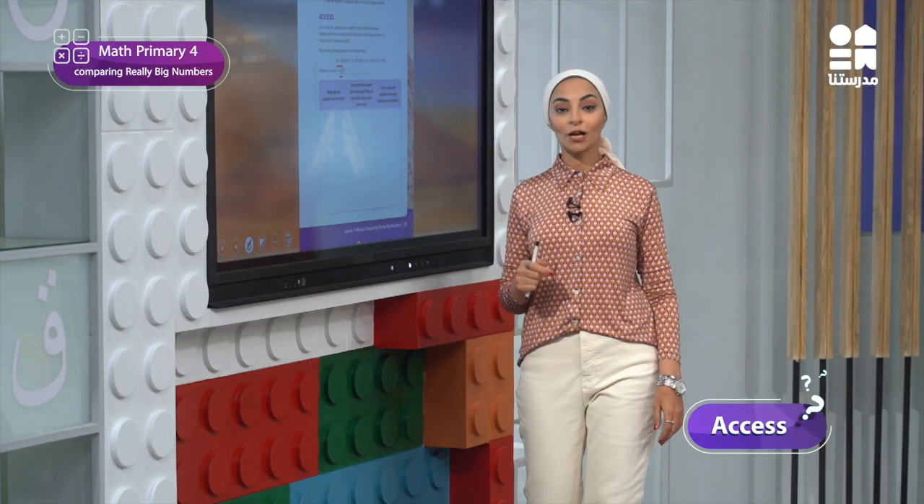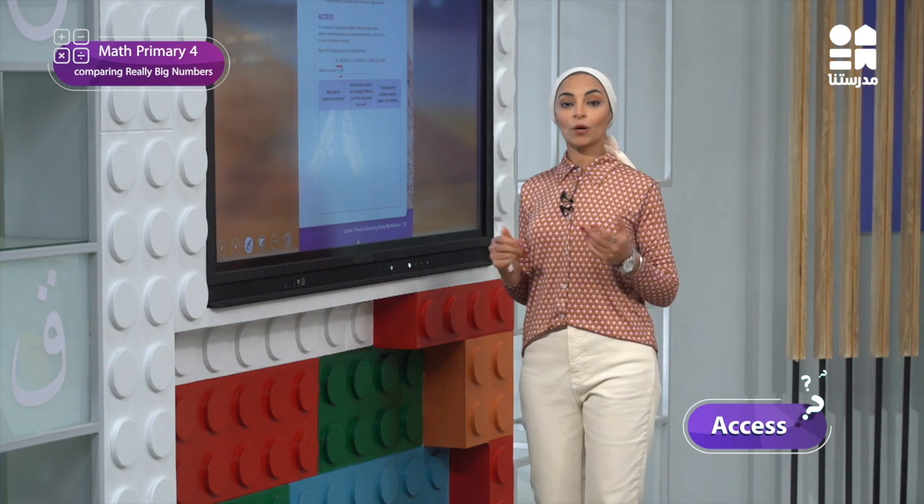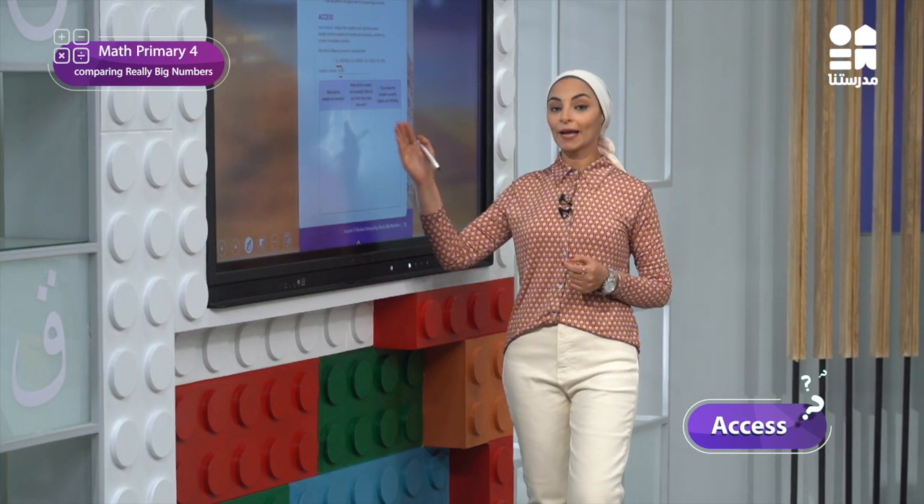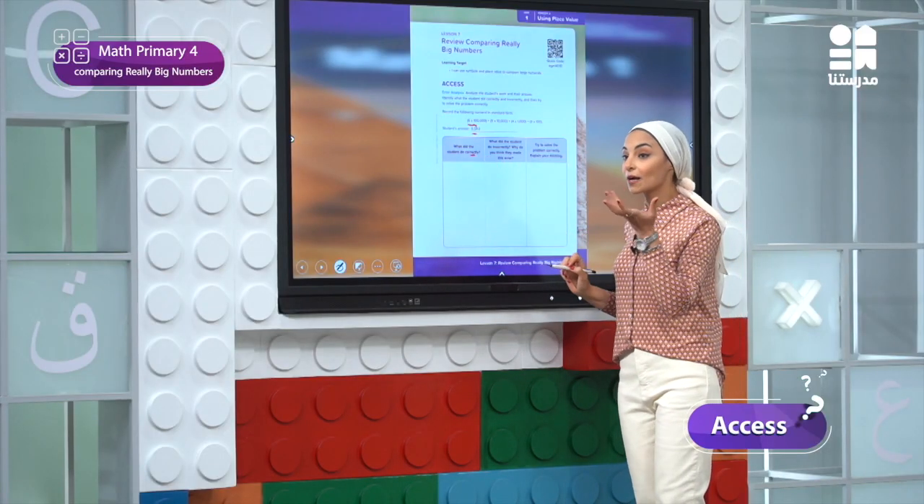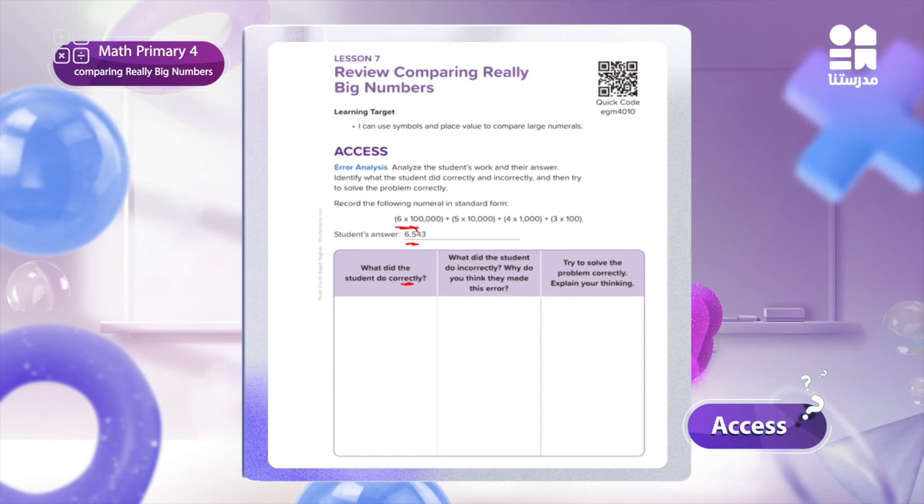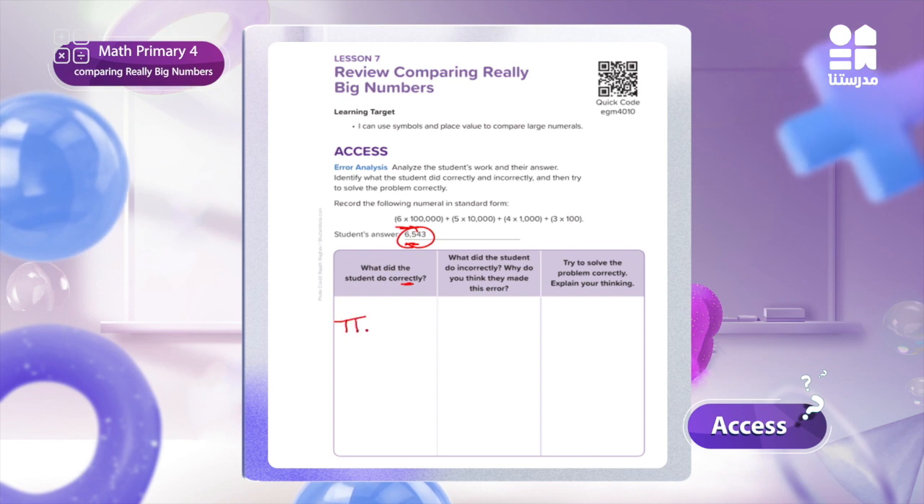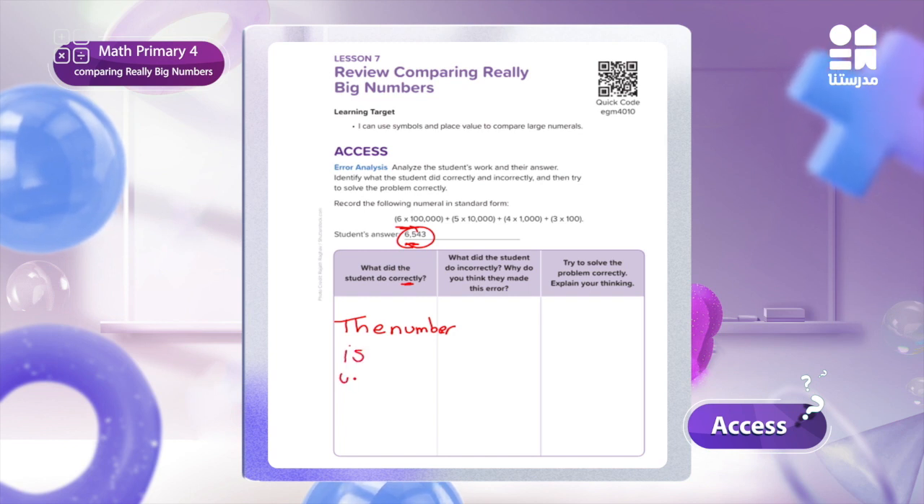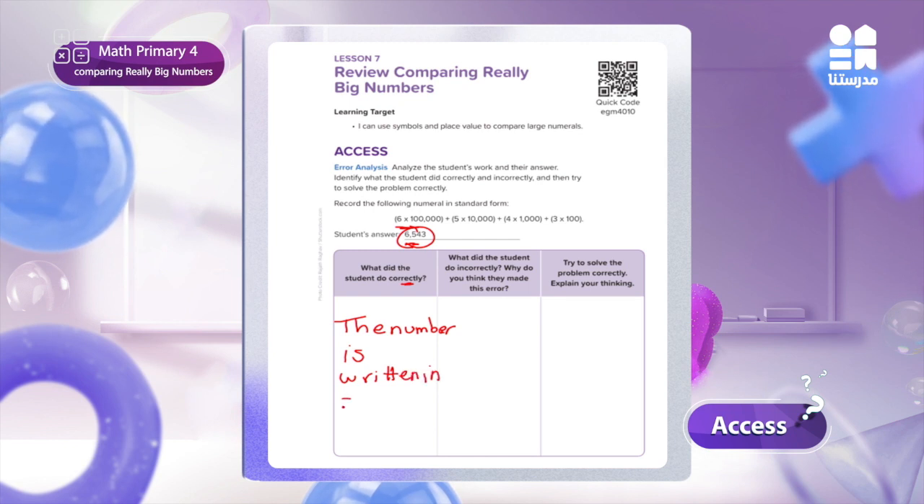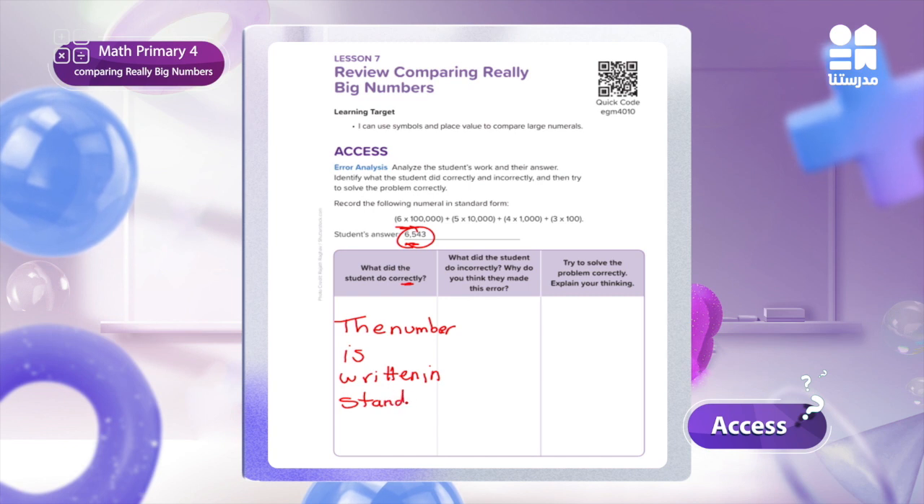Now that you have analyzed the answer in your book, what was the correct in this answer? ايه بقى الحاجة الصح في الانسر دي؟ تعالوا نشوف مع بعض. يبقى what did the student do correctly؟ ايه الحاجة الصح اللي الستودنت ده عملها؟ Yes, he wrote the number in standard form. يبقى I will write الحاجة اللي هو عملها صح the number is written in standard form. Yes, of course.